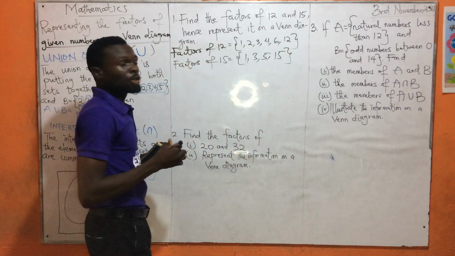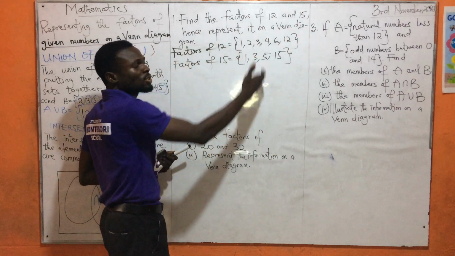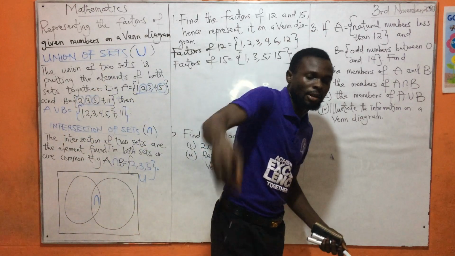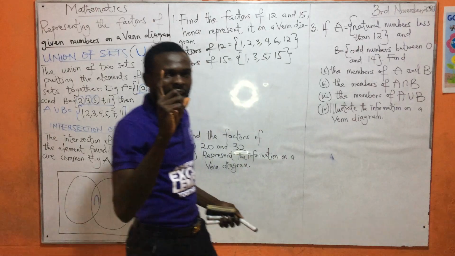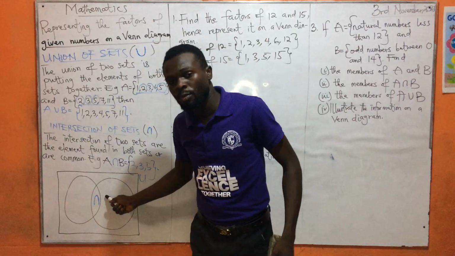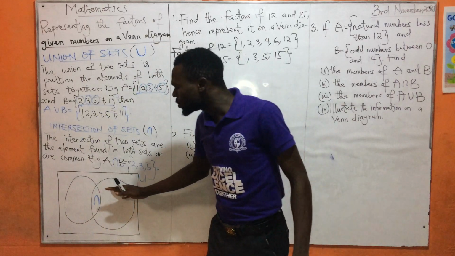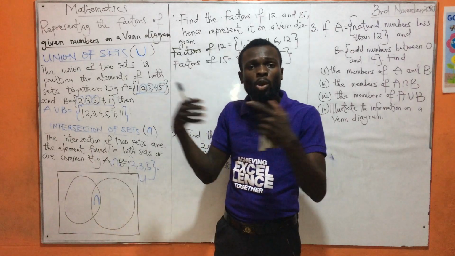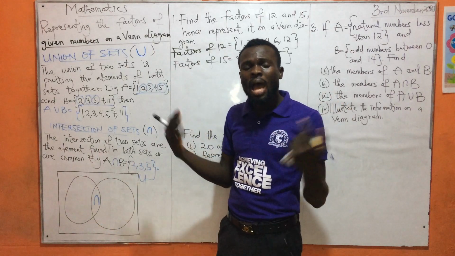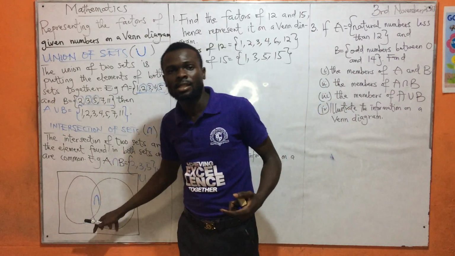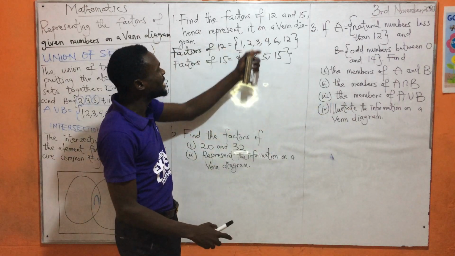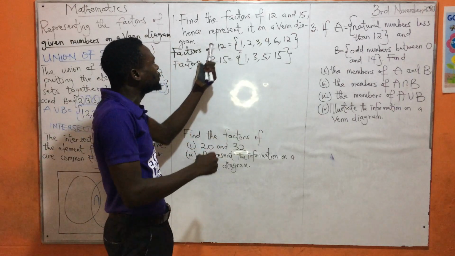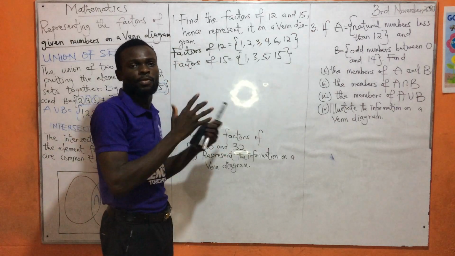So now after finding the factors of this, they are saying that we represent it on a Venn diagram. But note that once we represent on a Venn diagram, two circles will be colliding or meeting, whereby they will form an intersection. So because I want to represent this on a Venn diagram, then I have to know the intersection of these factors, which is 12 and 15.